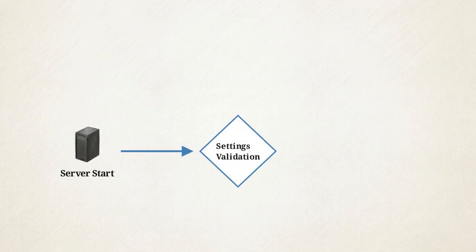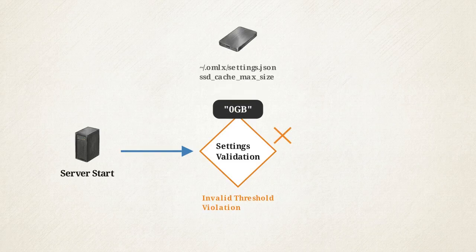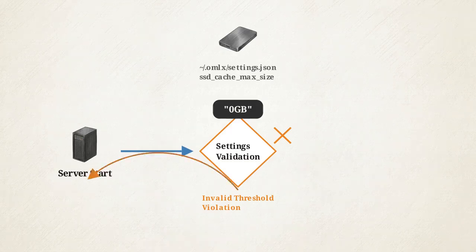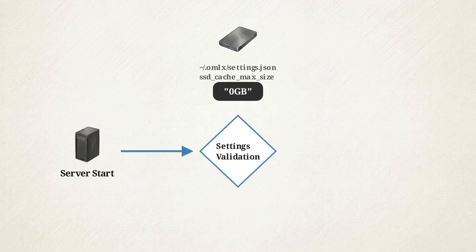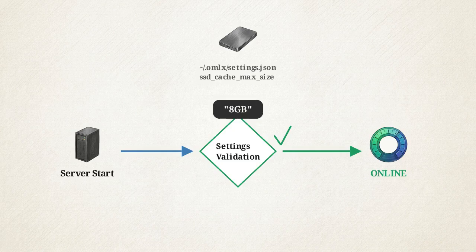If you attempt to disable the cache by manually entering the exact string 0GB, the application interprets the 0 as an invalid threshold violation. It rejects the command and triggers an unrecoverable crash loop upon startup. To safely operate the cache mechanism, you must replace that string. Define the value as auto or provide a positive integer representation, like 8GB. The server immediately validates the correct string and proceeds to a green online state.